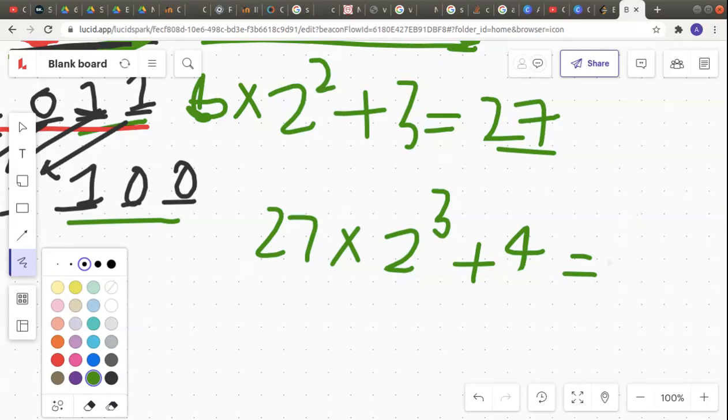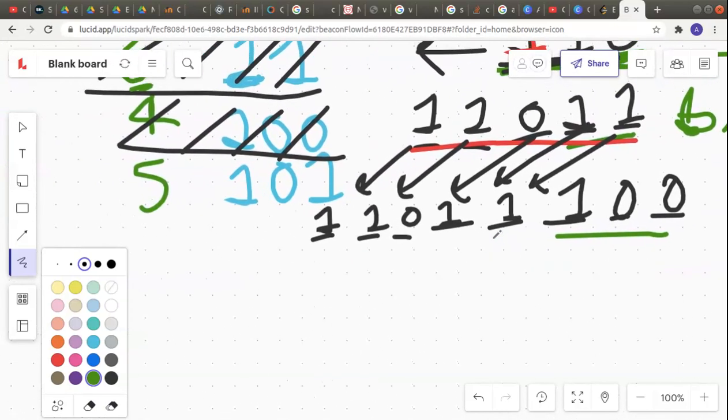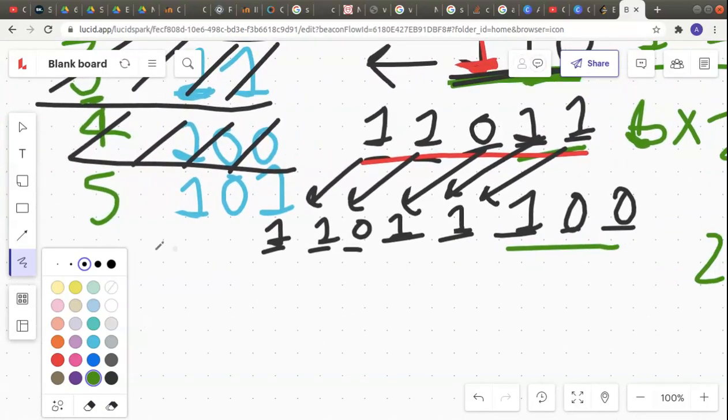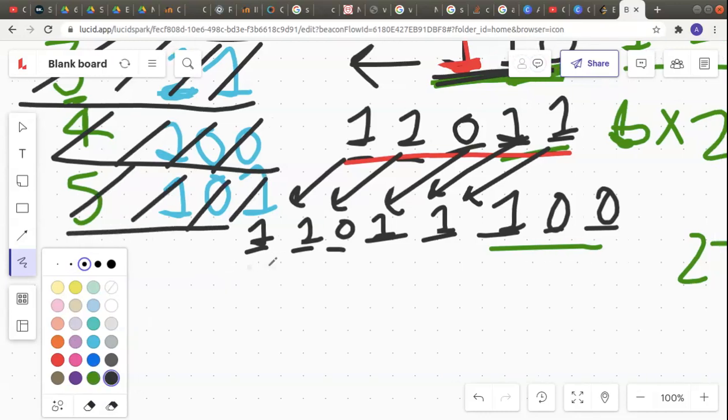So what is it? 27 into 8 plus 4. So that is just 220. Okay, and now I do the last process similarly. So I still have to add this number 101 in the end. So how do I add this number 101 in the end?